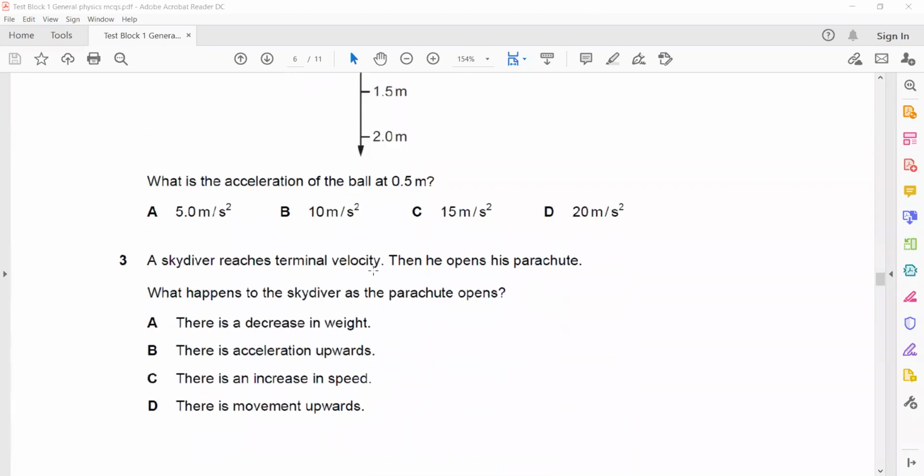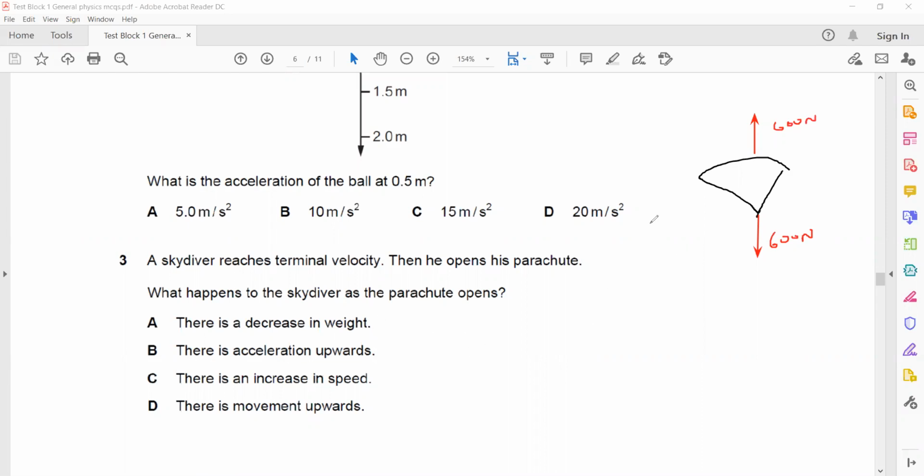A skydiver reaches a terminal velocity. So when he reaches a terminal velocity, the air resistance and weight are balanced. Then he opens his parachute. So what happens to the skydiver as he opens his parachute? Originally, when he's moving at the terminal speed, what does it mean? It shows that the weight of the skydiver, for example, if I say the weight of the skydiver is 600 newtons, balances with the air resistance. So there is no resultant force. Weight is 600 and air resistance is also 600. So resultant force is 0.